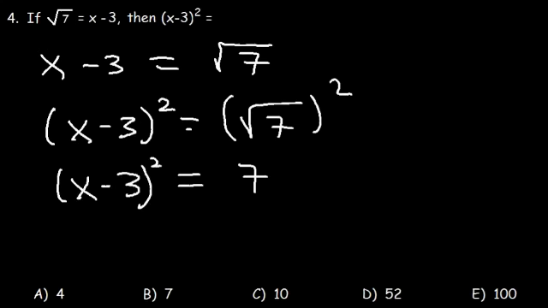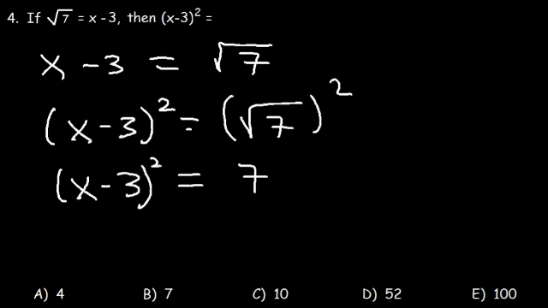The square root of 7 times the square root of 7 is the square root of 49, because 7 times 7 is 49. And the square root of 49 is 7. So, therefore, x minus 3 squared is equal to 7. So B is the right answer.